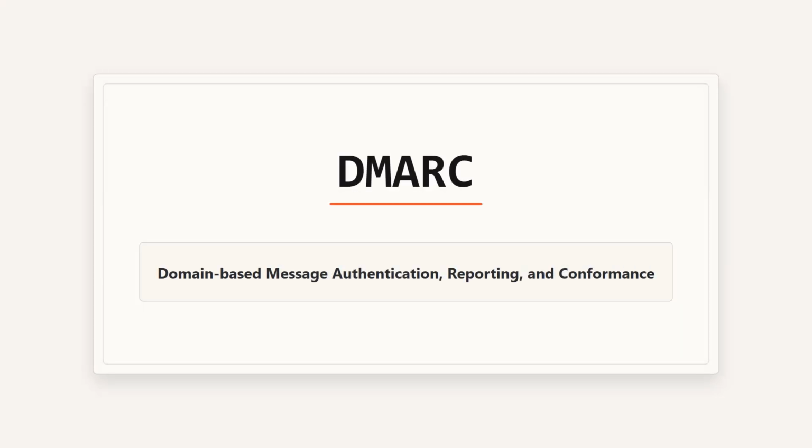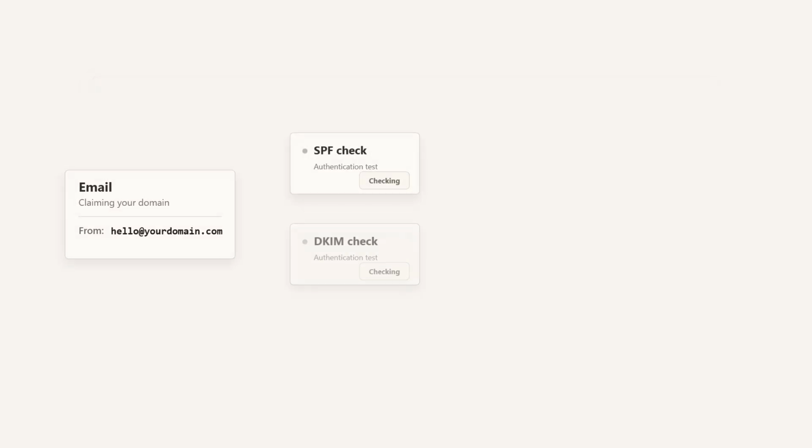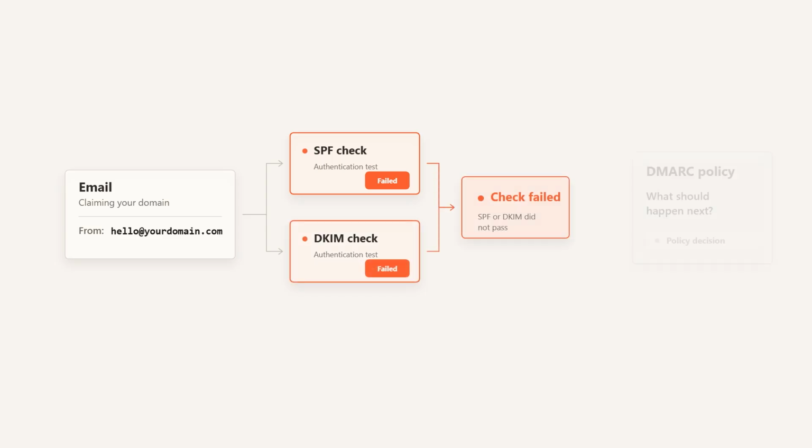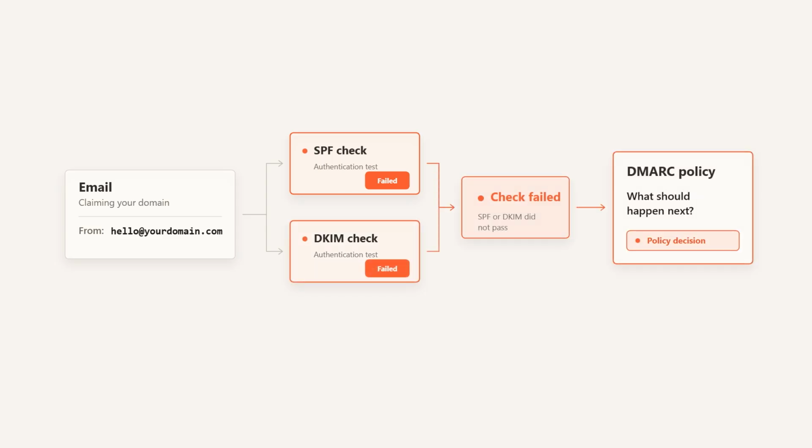Both good, both important, but here's the gap. Neither one tells you what to actually do when either one of those fails. And that's the job of DMARC. DMARC stands for Domain-Based Message Authentication Reporting and Conformance. Big name, simple idea. DMARC is a policy that you set for your domain that tells receiving servers, if an email claims to be from me and it fails those SPF or DKIM checks, here's what I want you to do with it. And you've got 3 options.